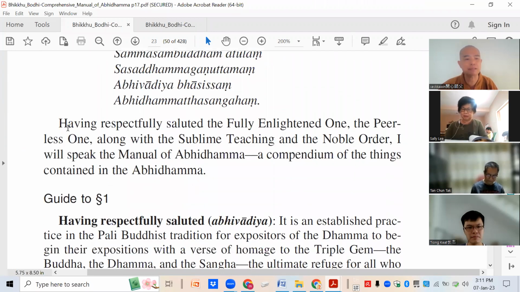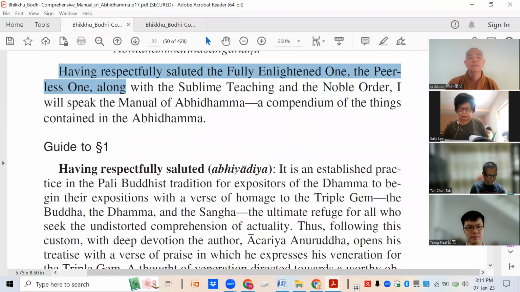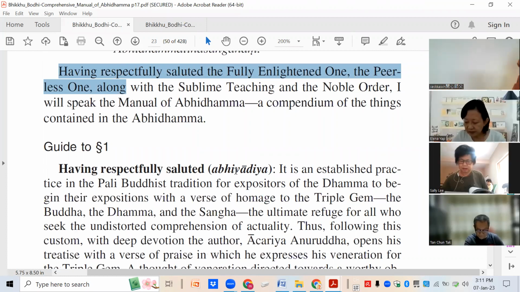Elena, can you please read the passage? Having respectfully saluted the fully enlightened one, the peerless one, along with the sublime teaching and the noble order, I will speak the manual of Abhidhamma, a compendium of the things contained in the Abhidhamma.